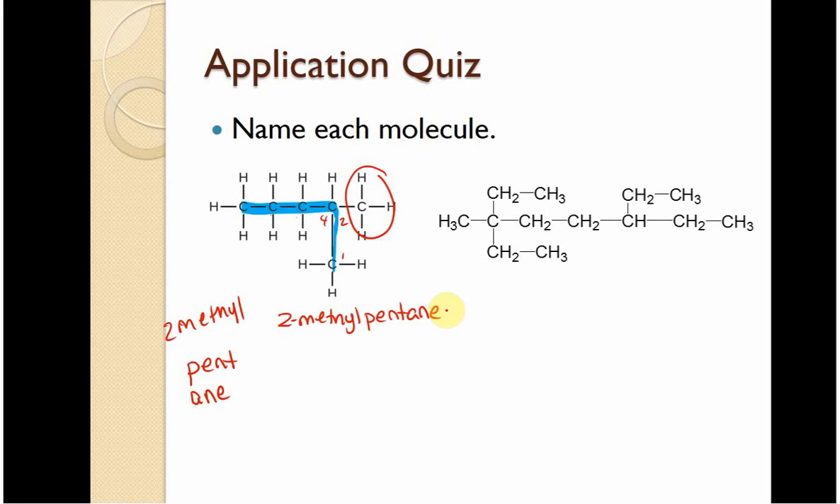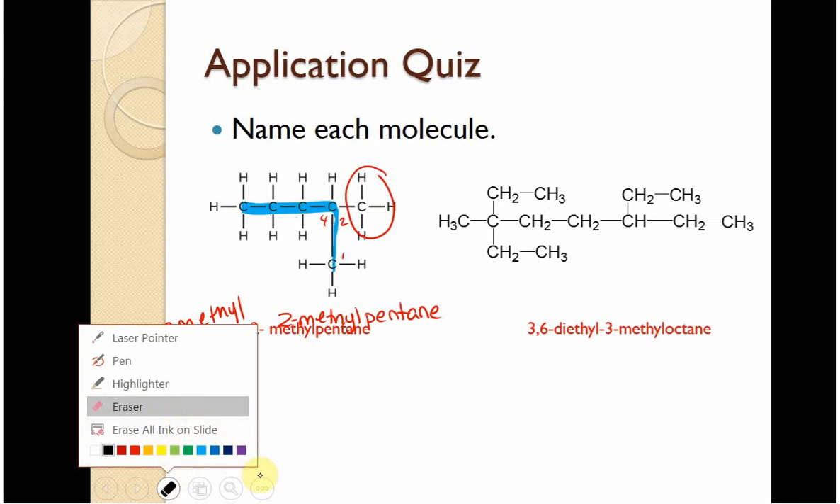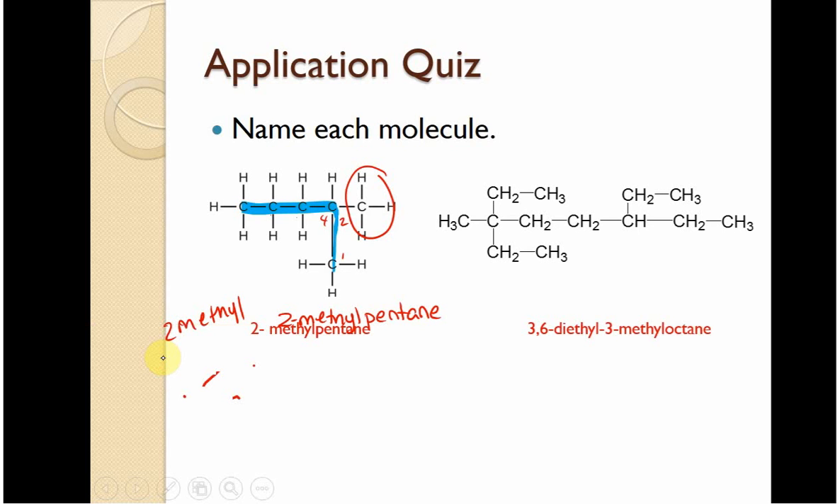I'm trying to be consistent since you guys have quizzes, and I want you to see how that numbering is going to be, how the listing of names is going to be. I don't know why I can't get rid of that line. Okay, well, you get the idea there.